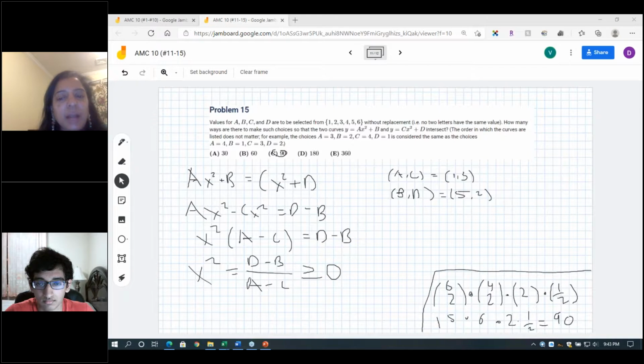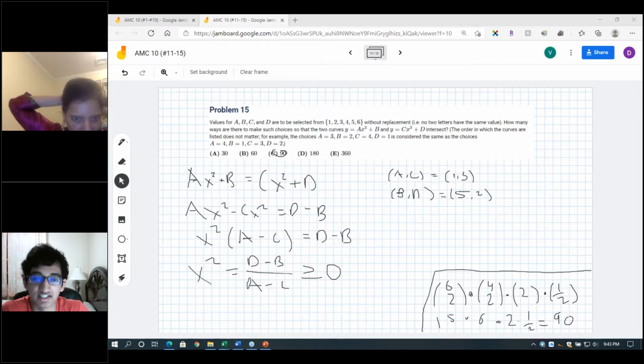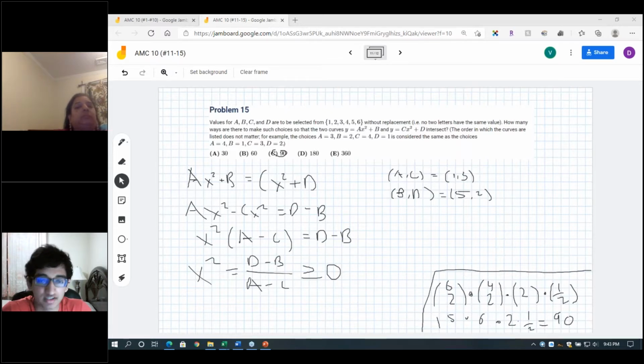Question. The question is, I understand the trivial inequality, but after you applied that, could you explain again? Okay, so since we know that D minus B divided by A minus C is greater than or equal to 0, if D minus B is negative and A minus C is positive, then we know that x squared is negative, which is obviously not possible. So we know that there are two cases. Case one is that both A minus C and D minus B are positive. The second case is that both D minus B and A minus C are negative, because these are the only two ways that D minus B divided by A minus C will be greater than or equal to 0.